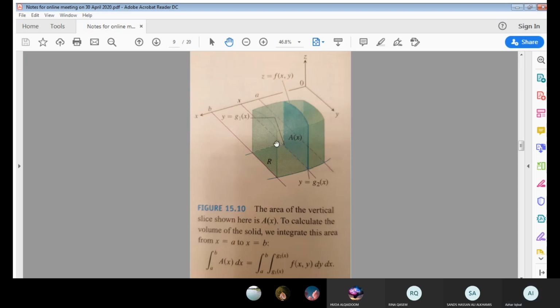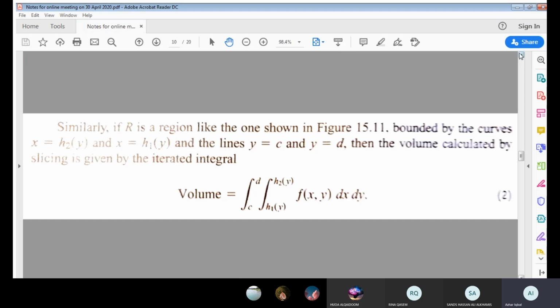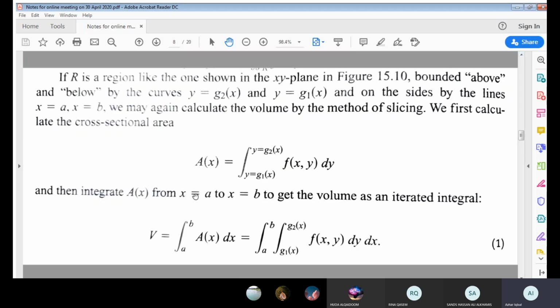If you take a small increment along the x-axis, it generates a small volume. If you have that, then you integrate from x equal to a to x equal to b. So this is what's happening here. You are multiplying this area A(x), and of course you can see that this is a function of x only, because when you are integrating this two-variable function with respect to y, you are applying your limits that y changes from g1(x) to g2(x).